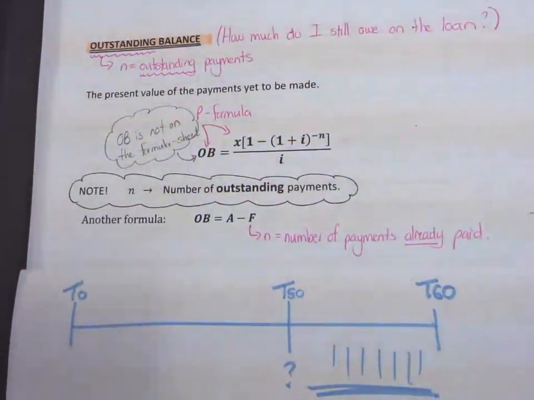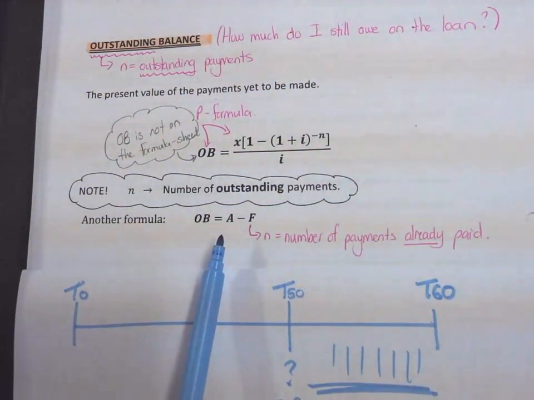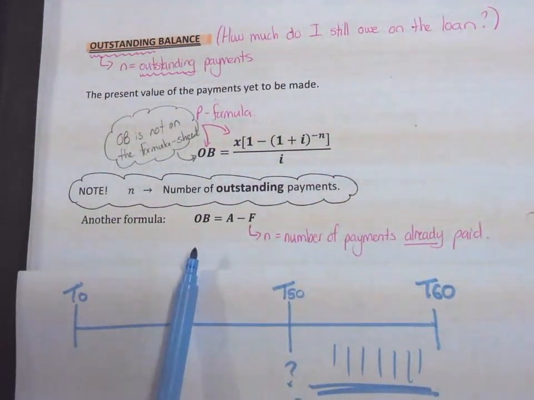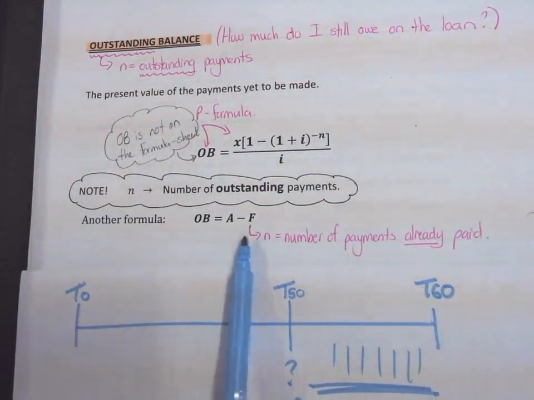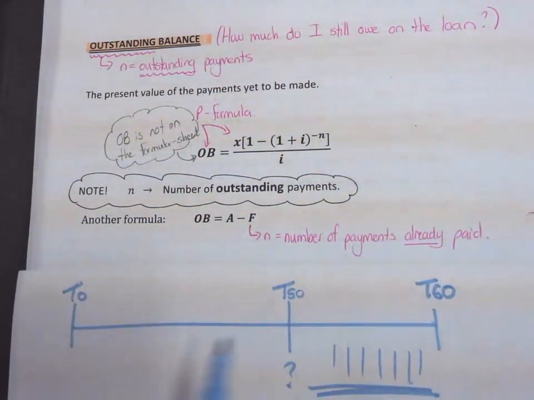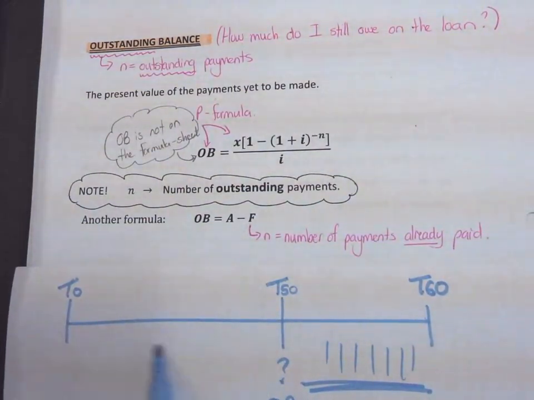Another formula to calculate the outstanding balance is you get the P, and then you minus the future payments. Then you get your outstanding balance. If you use this formula, the N in the F is the N of the payments already made.